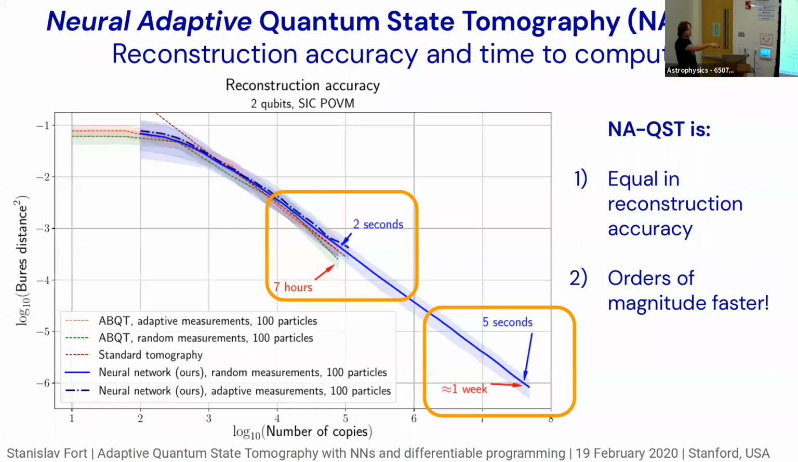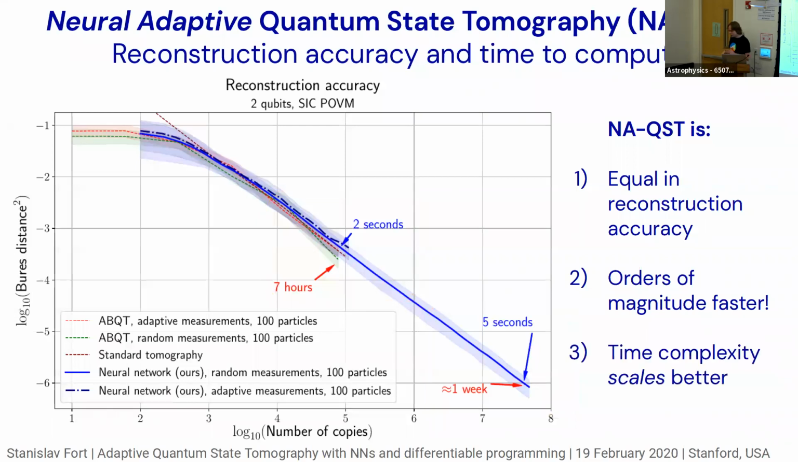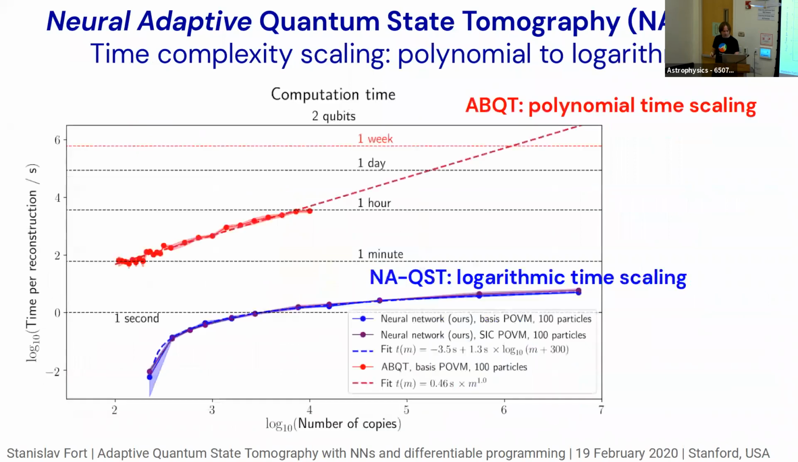But in this regime, which I might say is not as realistic in experimental settings with that many measurements, our algorithm takes 5 seconds while the other takes a week. So there's a huge gain in computational efficiency. And it's not only that the numbers are better, they actually scale better. So asymptotically, our algorithm wins on that front as well.